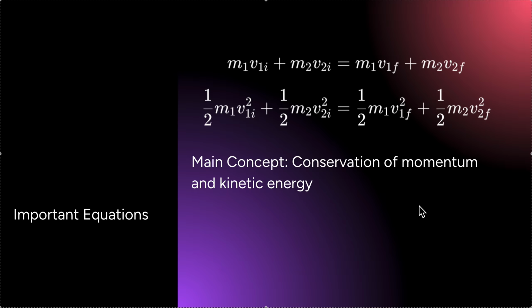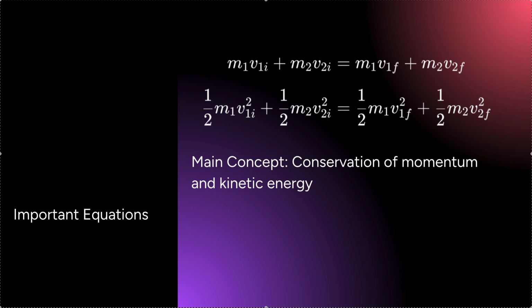Some important equations. Now we'll talk about the physics behind what we're observing. The main concept here is the conservation of momentum and kinetic energy. The conservation of momentum tells us the total momentum before the collision equals the total momentum after. Mathematically, that's m1v1 initial plus m2v2 initial equals m1v1 final plus m2v2 final. This holds true for all collisions regardless of the type.